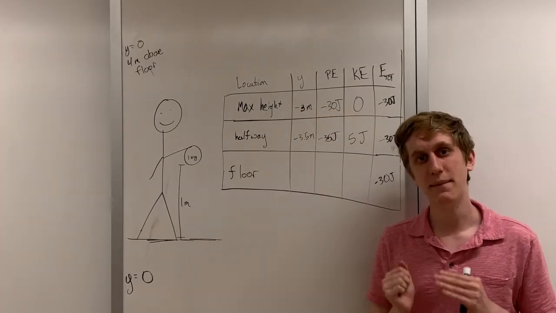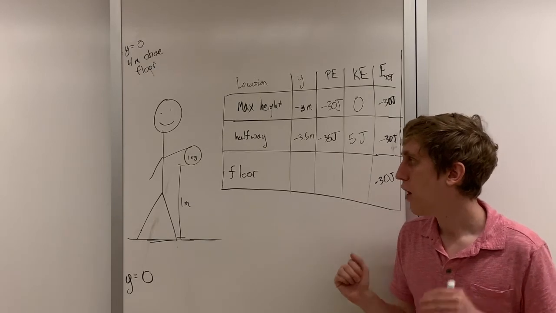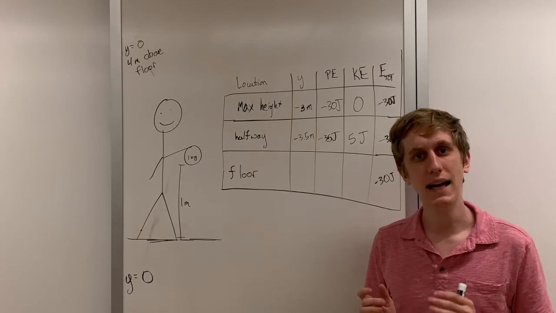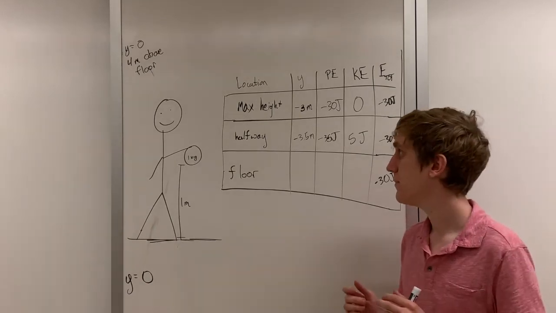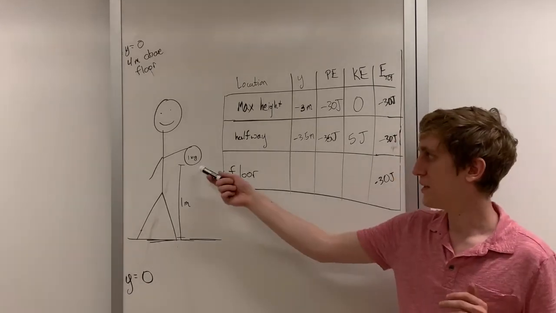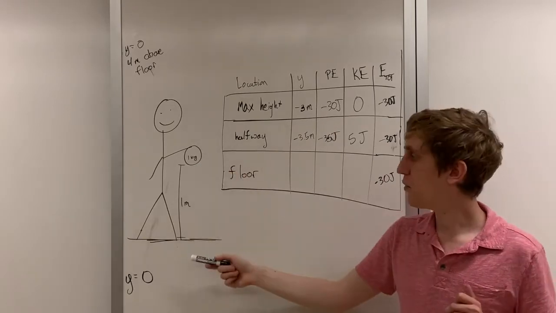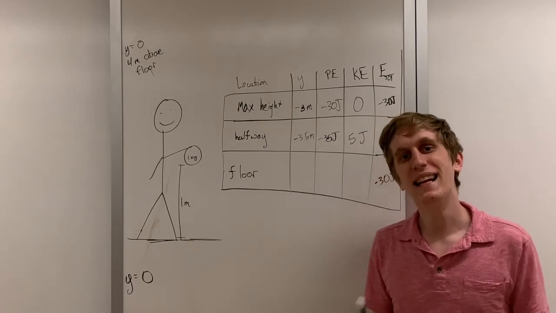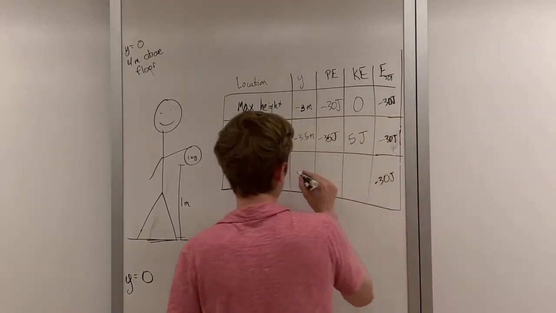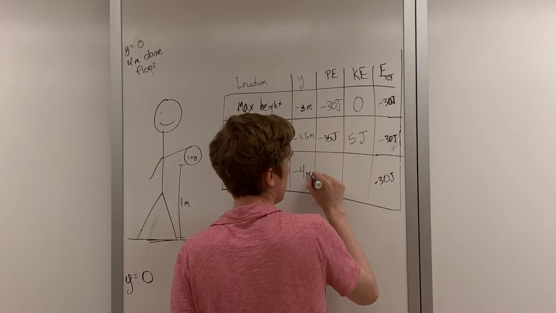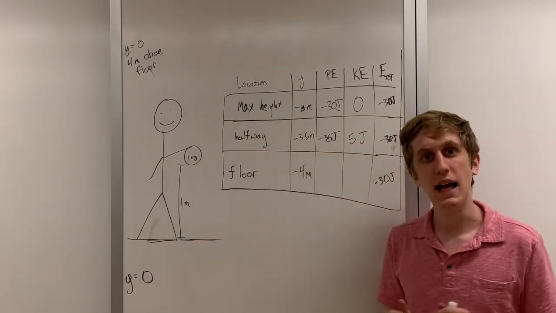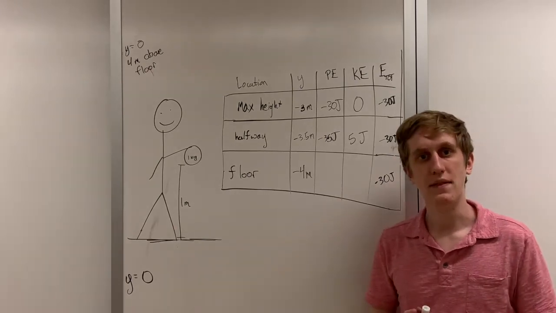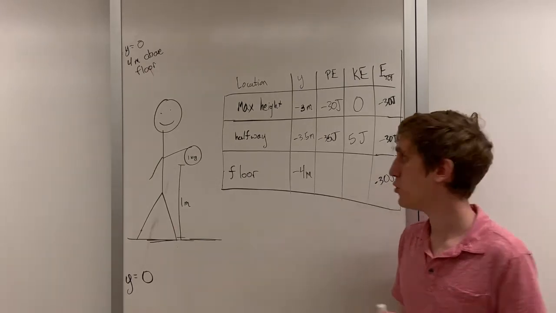Now let's do the exact same thing, except this time we'll do it for the point where the ball is just about to hit the floor. What is the height of the ball in this case? We know the maximum height of the ball was -3 meters, and we know that the floor is 1 meter below that. So the minimum height of the ball is -4 meters. This allows us to figure out the gravitational potential energy of the ball at this point. It's -40 joules.